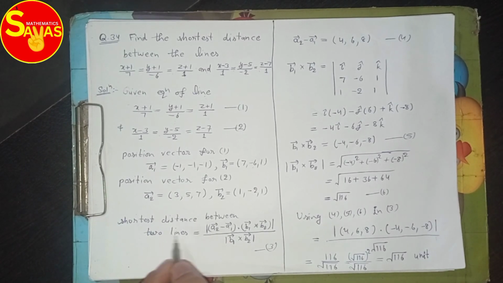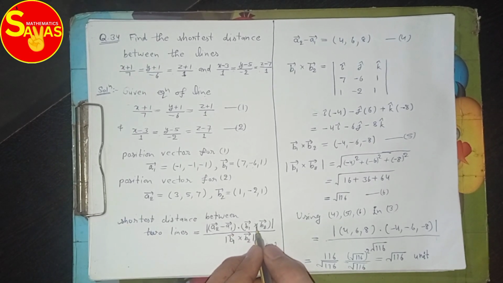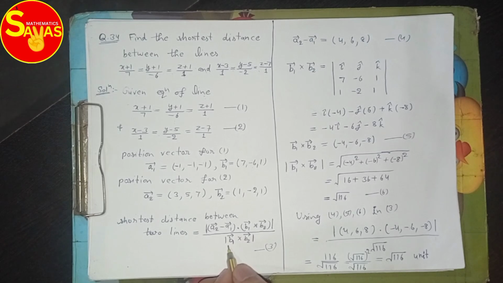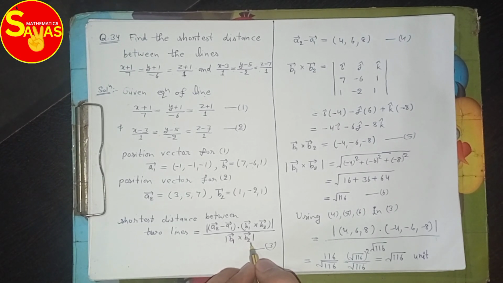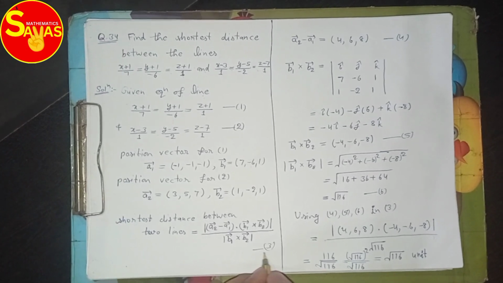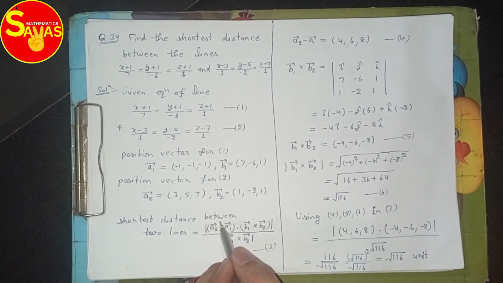After that, we need to write the formula of the shortest distance. The shortest distance between two lines is equal to the modulus of A2 minus A1 dot product of vector B1 cross B2, over the modulus value of B1 cross B2. Here we mark the equation number 3. Now we need to find A2 minus A1 and B1 cross B2.